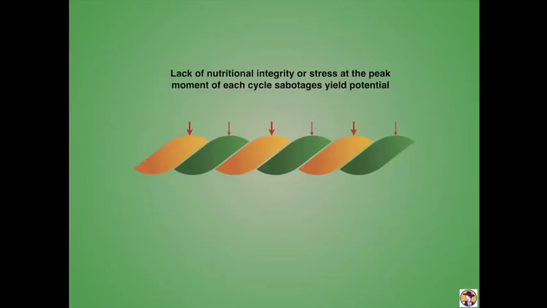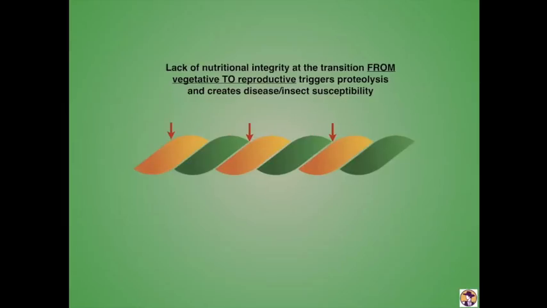But this is very different from the moment where you have the biggest impact on disease and insect resistance. For disease and insect resistance, any lack of nutritional integrity at the transition from vegetative to reproductive is what triggers proteolysis and creates disease and insect susceptibility. So if we continue with our apple tree analogy, when an apple tree switches from vegetative growth to reproductive growth is when we have the greatest level of stress.